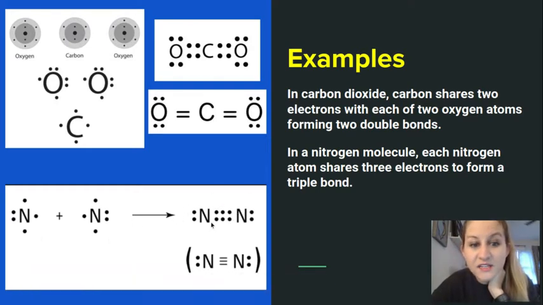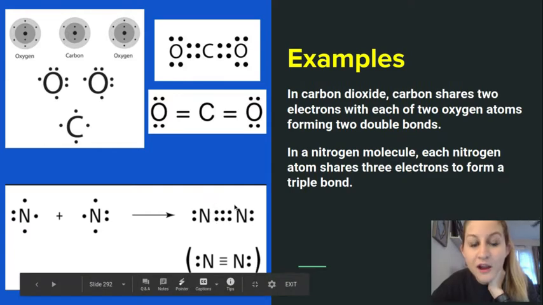We abbreviate those three pairs being shared by three horizontal lines right down here. For now, don't worry about the parentheses. Just worry about the three horizontal lines in the middle abbreviate a triple bond.